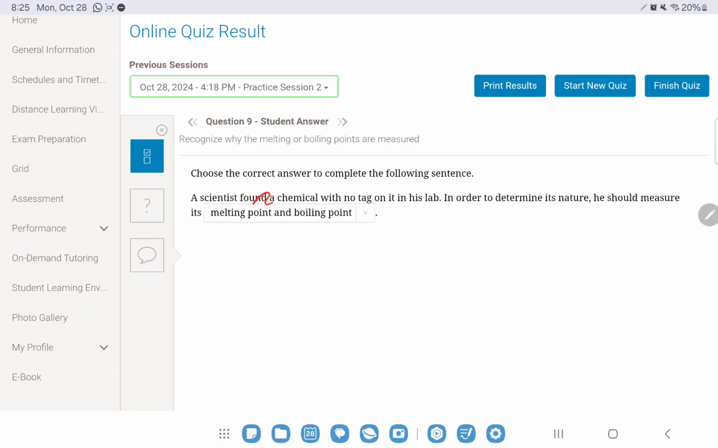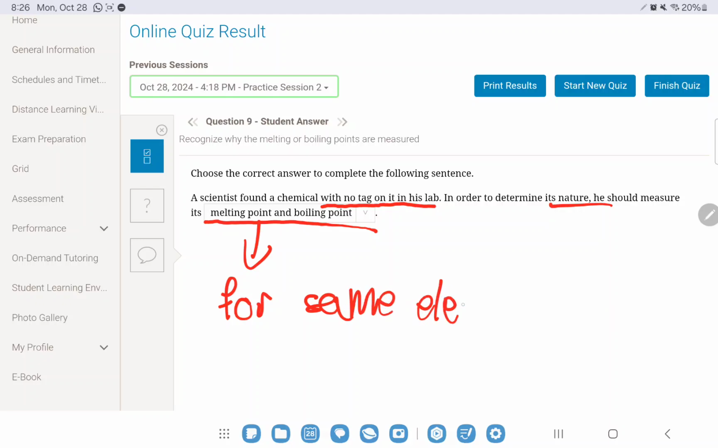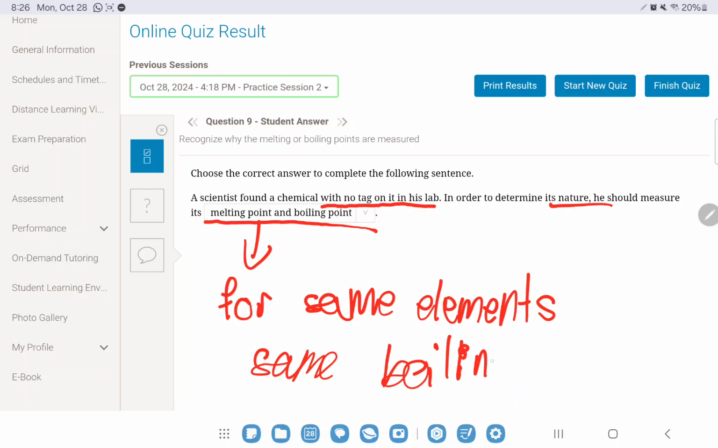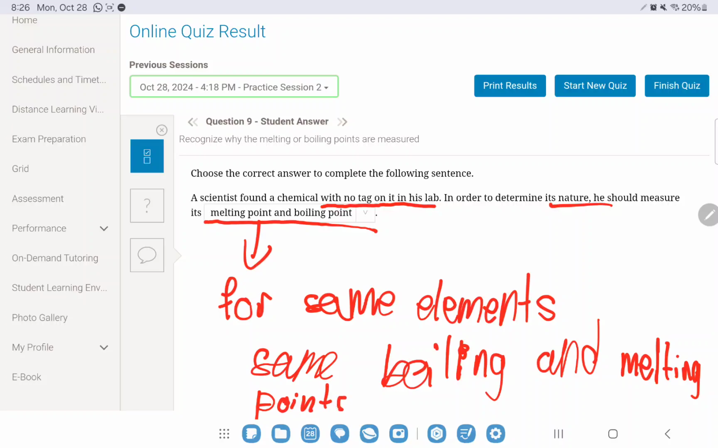Okay. A scientist found a chemical with no tag on its label. To determine its nature, he should measure the melting point and the boiling point, because we know that the same elements have the same boiling and melting points. That's it.